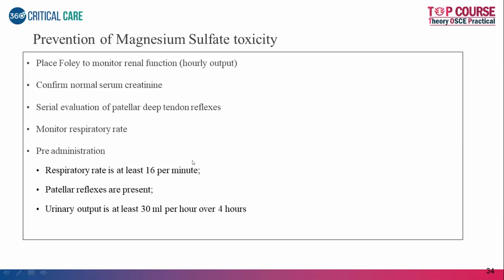Most preeclamptic patients who have AKI will have less urine output. In such cases, try to avoid magnesium sulfate. So check the prerequisites. If those are met, then start your infusion and monitor your urine output, serum creatinine, patellar reflexes and the respiratory rate.